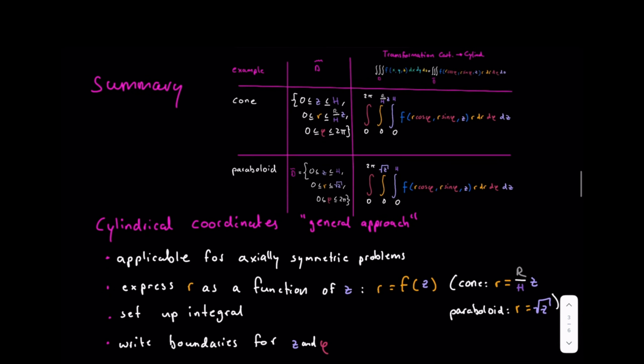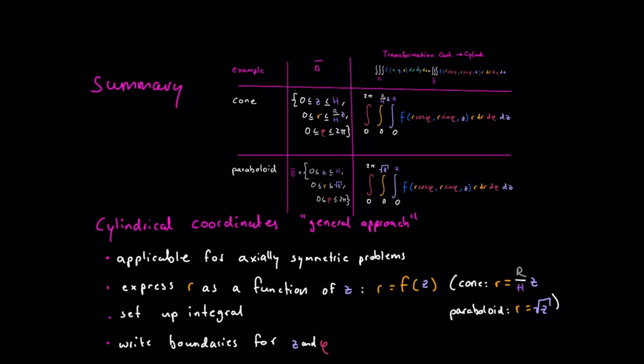Let's quickly recap what we've covered. We explored how cylindrical coordinates work and when to use them, focusing on shapes with axial symmetry. Here's a summary. For the paraboloid, z goes from 0 to h. R goes from 0 to the square root of z. Phi goes from 0 to 2 pi. For the cone, z goes from 0 to h. R goes from 0 to r over h times z. Phi goes from 0 to 2 pi.